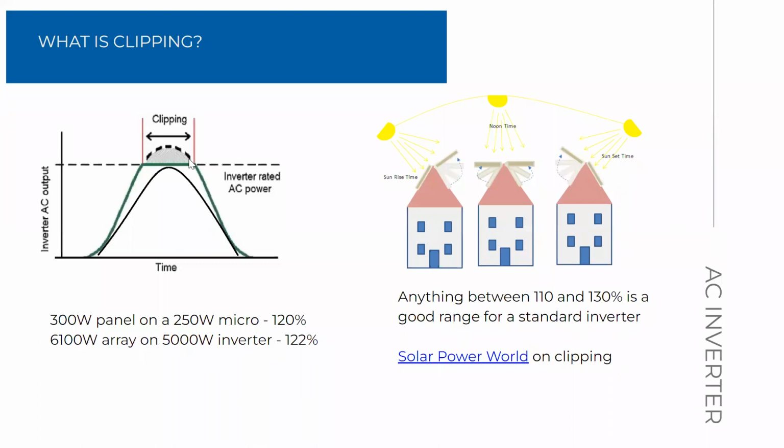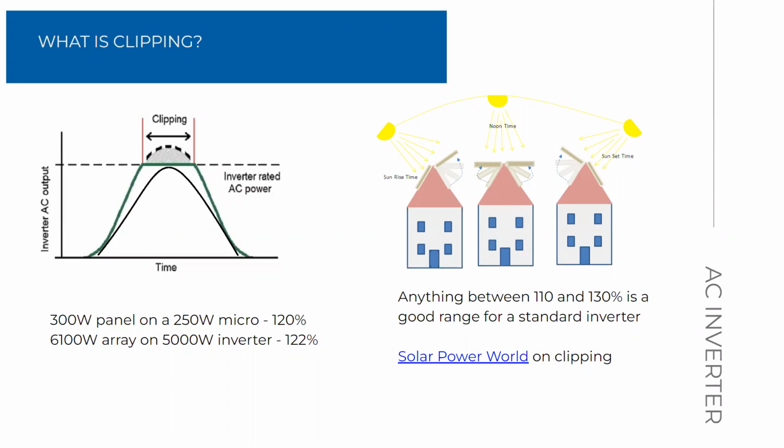So a rule of thumb for how much you should be oversizing this is between 110 and 130%. There are different string sizing tools or microinverter sizing tools to show you how to take advantage of the best output. There is also a maximum. You can't just, let's say, put 10 kilowatts on a 5 kilowatt inverter.